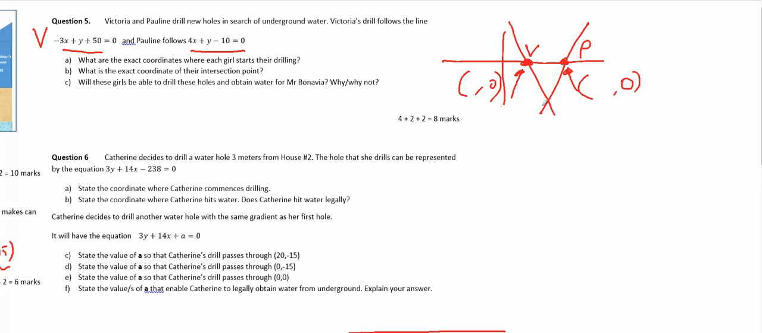What's the exact coordinate of the intersection point? You could use your calculator and put those two equations in and solve for x, y. Will these girls be able to drill these holes? Well, it depends upon whether they're below the waterline and also within Mr. Bonnever's property. So you need to explore that answer for the intersection point to see whether it's correct or not. So I'm going to leave it there.